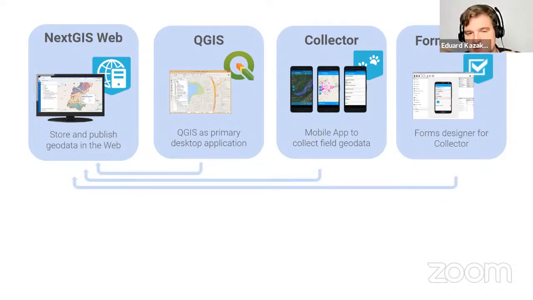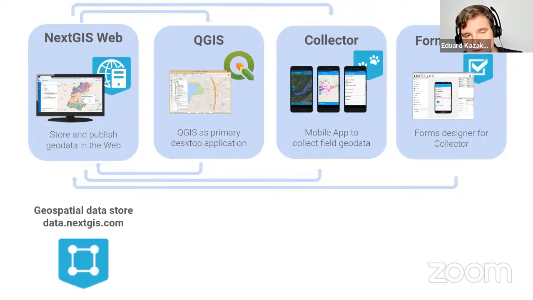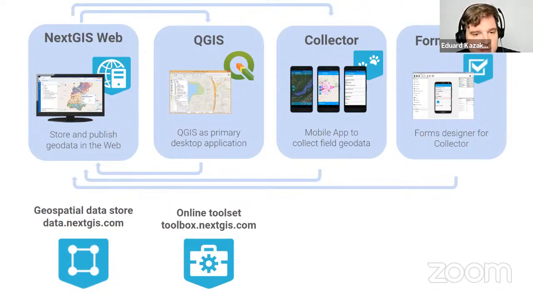The main idea behind our platform is that all these components are united in some ecosystem. So all data you work with in desktop or mobile contexts, you can natively, without any mediums, synchronize with your server storage, NextGIS Web, and all the data you have on server side in NextGIS Web, you can immediately deliver to desktop application QGIS and to mobile applications. We also have geospatial data store, data.nextgis.com. We will take a look at it today shortly. We have online toolset, toolbox.nextgis.com, which we also will touch today.